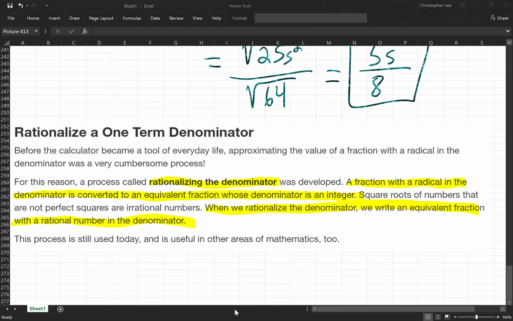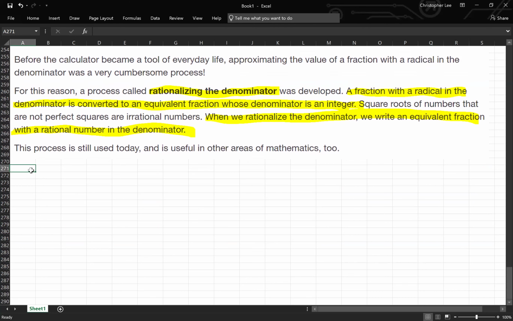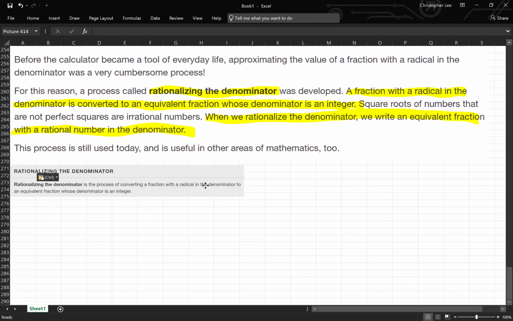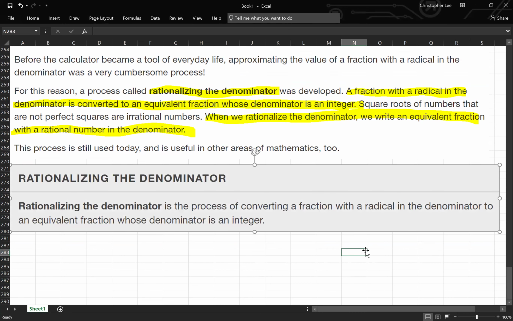Okay. Let me just give y'all a little definition real quick. Y'all know I like to repeat myself. For rationalizing the denominator: rationalizing the denominator is the process of converting a fraction with a radical in the denominator to an equivalent fraction whose denominator is an integer.